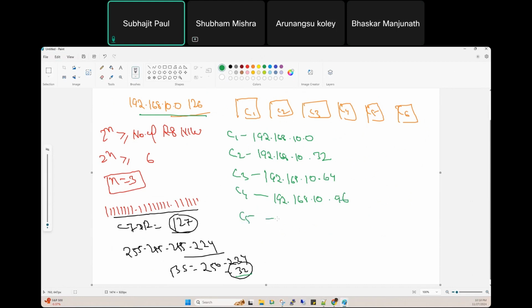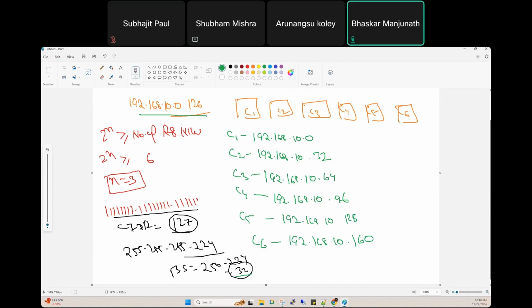Client number 5: 192.168.10 dot, 96 plus 32, what is 128? Okay. Client number 6: 192.168.10 dot, 128 plus 32, 160. Yes or no? For every client, the subnet mask will be slash 27. Very good.